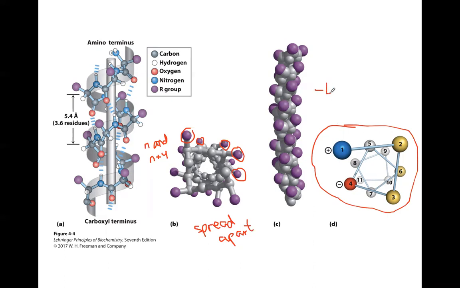So let's say at position 1, I want lysine. What do I want at position N+4? So why would you choose lysine? Because it's positively charged.